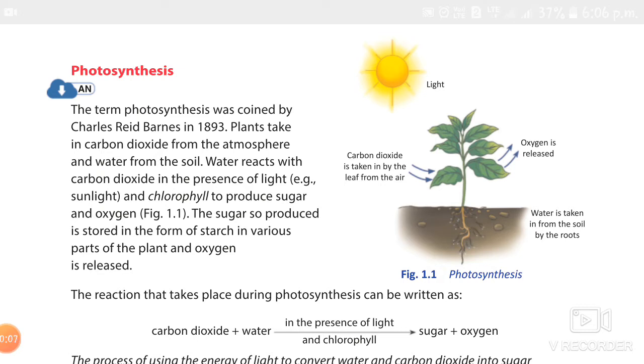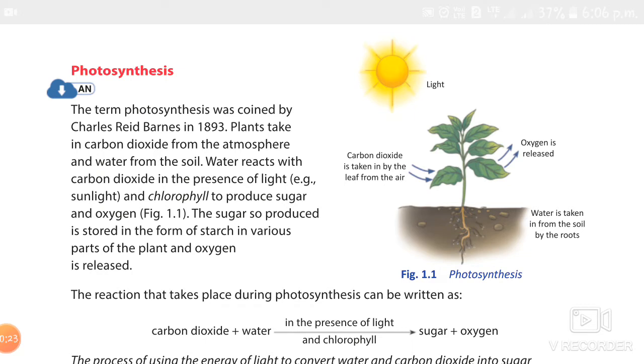In our last classes, we studied lesson 1, nutrition and plants. So we have completed the portions. Let's revise once again. In that lesson, we studied the following.